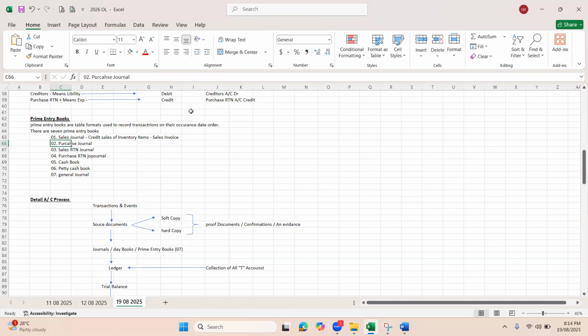Done. Here, purchase journal we learned. Here we record credit purchase of inventory items. Here the source document is the purchase invoice. Very easy. Right. Very easy.